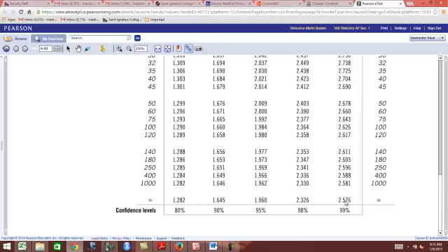This table is always available to you when you take tests. And you can just quickly look at the table and get your levels of confidence, your z-scores. So this is the z that goes with 80%, z star, I should say. Z star for 90, z star for 1.96, z star for 2.326, and z star for 2.576.